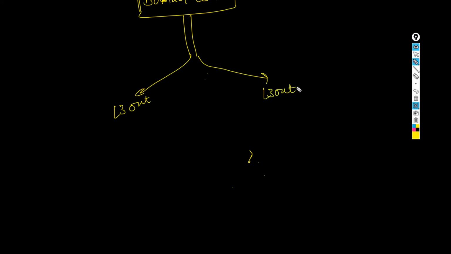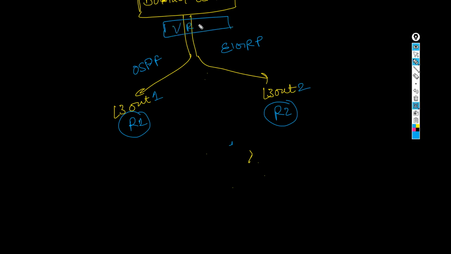So this is my border leaf, and to this border leaf I have, let's say, two layer 3 outs. On one side, let's say I'm running OSPF, so this is R1, and here I have R2, and here I'm running EIGRP. So I have two layer 3 outs. Let's say this is layer 3 out 1, this is layer 3 out 2, and these are part of the same VRF, let's say VRF1.